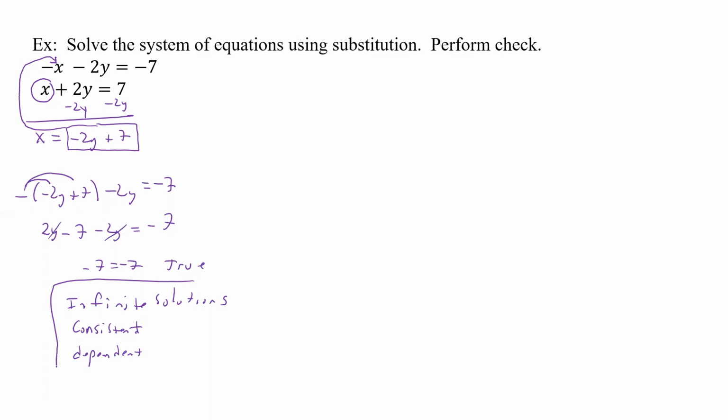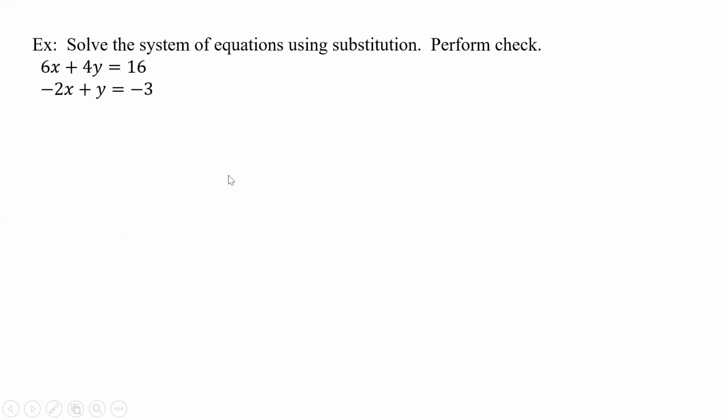So we have an infinite number of solutions. The system is consistent as well as dependent. Okay, so that was one of those easy ones, and we can't really check it. We could plug in and see, but if we look at negative x minus 2y plus 7 and multiply that whole thing by a negative, then we get x plus 2y equals 7. So those are the same equation, just in a different format from the original equations.